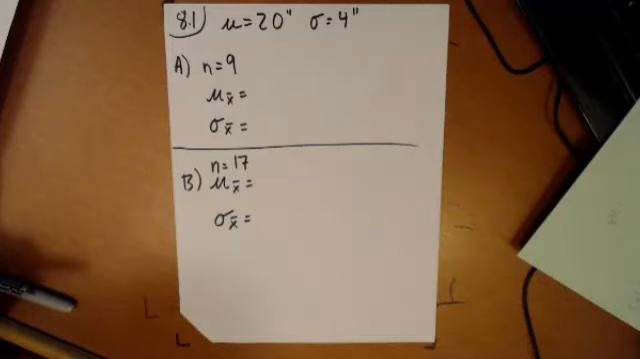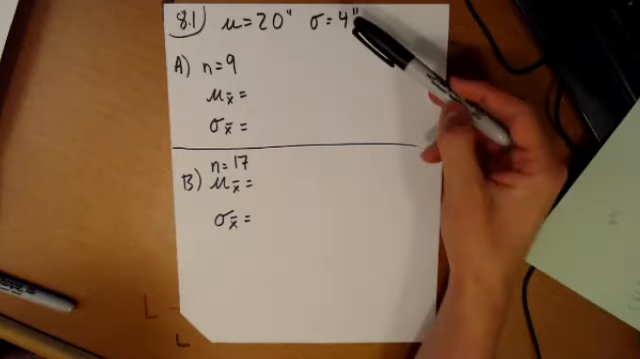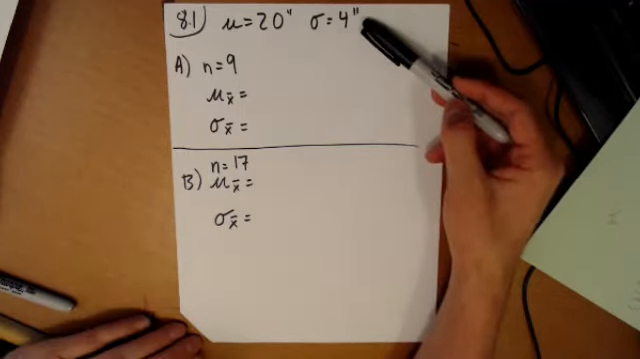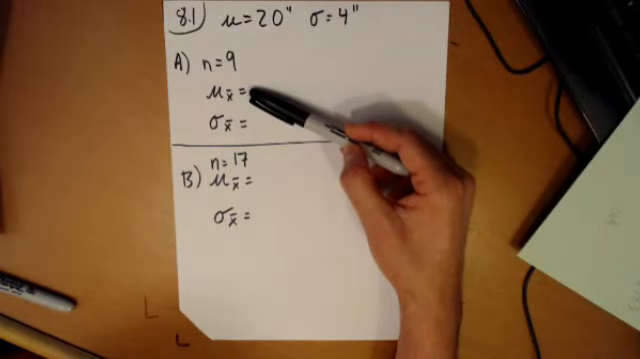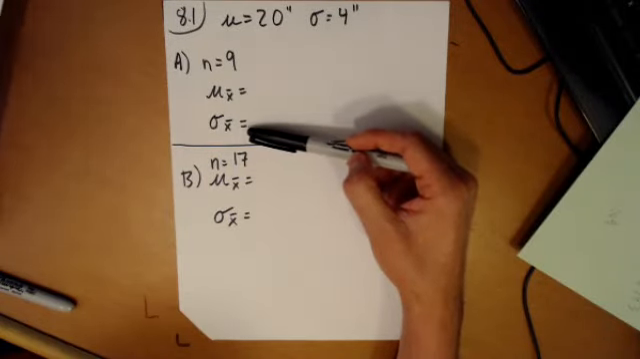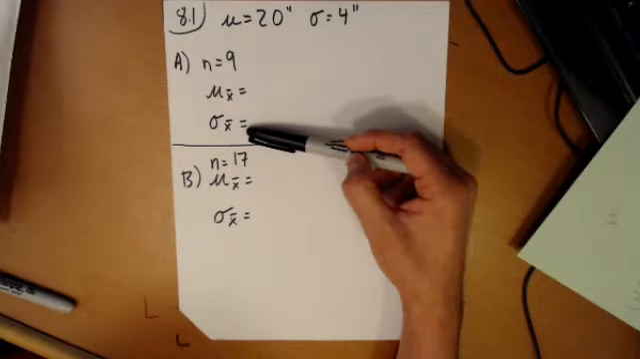Hey folks, our little worksheet, I'll call it worksheet 8.1. So we're using our familiar salmon, mean of 20, standard deviation of 4. And then they say if the sample size is 9, what is the mean of the X bars and what is the standard error of the mean?